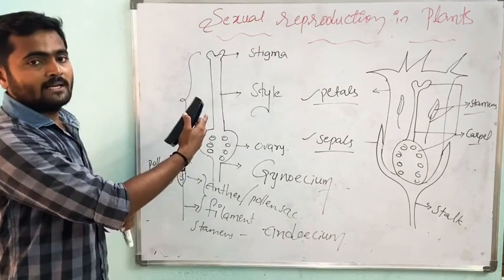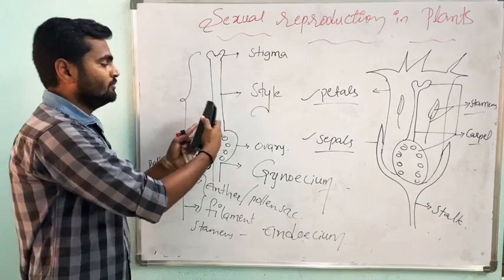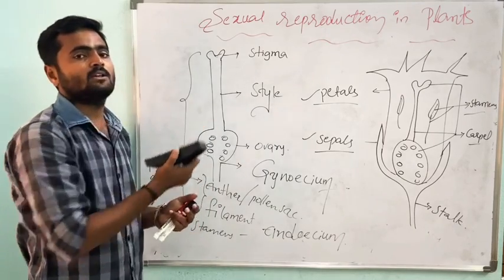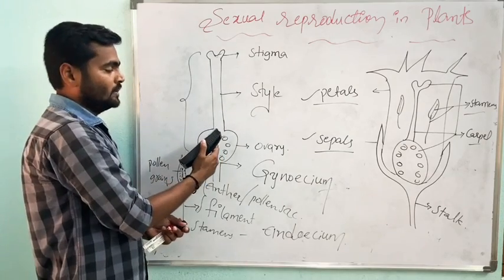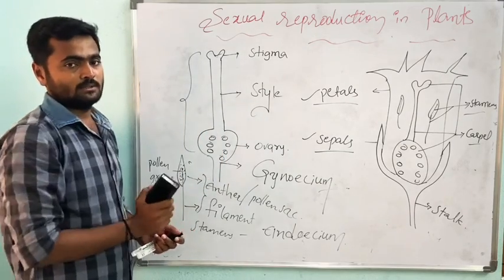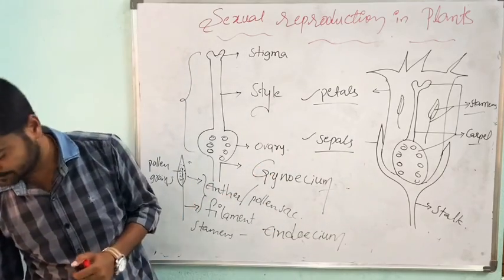Generally, the pollen grains fertilize the ovum present inside the ovary. So fertilization takes place inside the ovary and forms a zygote. Before that, we need to discuss one more important topic.